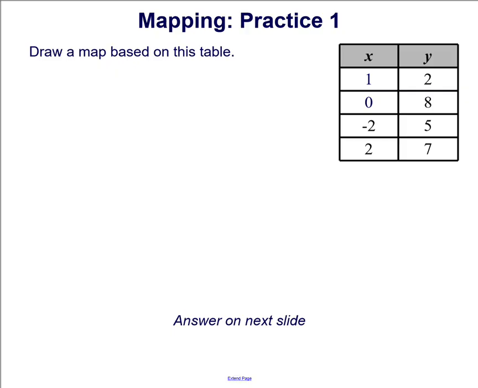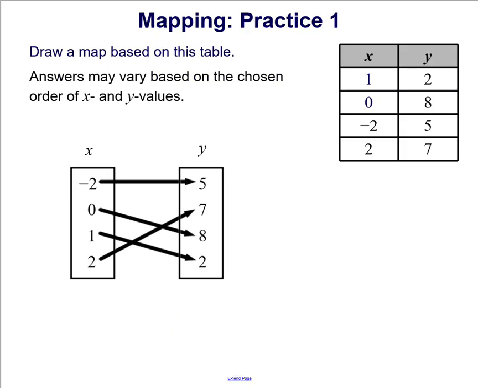And welcome back. Let's take a look at the mapping. So here are my rectangles. I do want to point out that I did label them x and y. For the x, I went in order from smallest to largest. So notice these are all the numbers: negative 2, 0, 1, and 2. They're just in order from smallest to largest. And I have the corresponding y values: 5, 7, 8, and 2. They're just in different orders, but what counts is drawing the arrows. That's what we need to pay attention to.